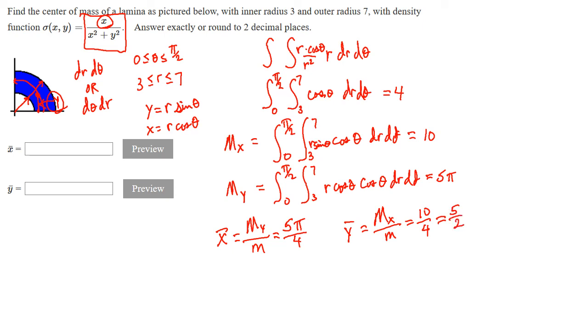So while we're here, let's see about this. Now remember, the x bar and y bar we have here are in rectangular coordinates. And so the 5 pi over 4 is about a 3.9, and the 5 halves is exactly 2.5. But with that said, the center of mass of this is 3.9.